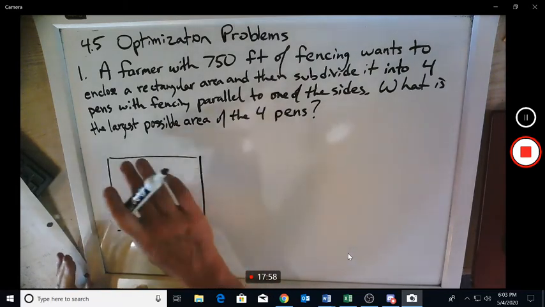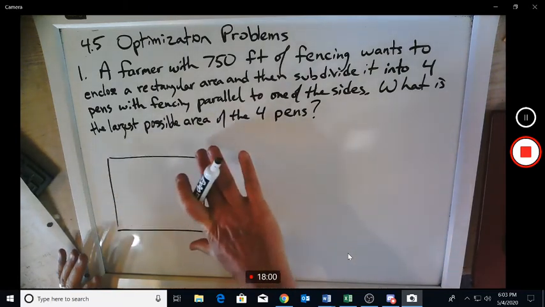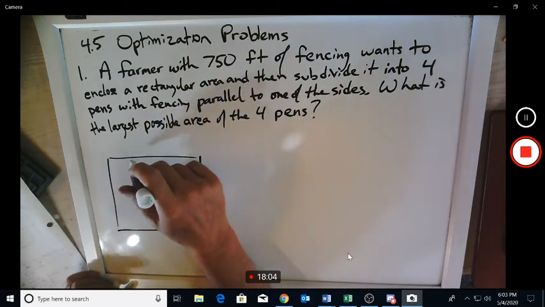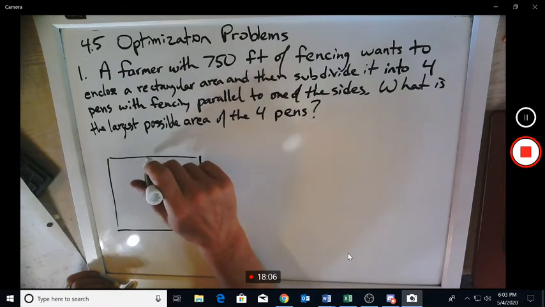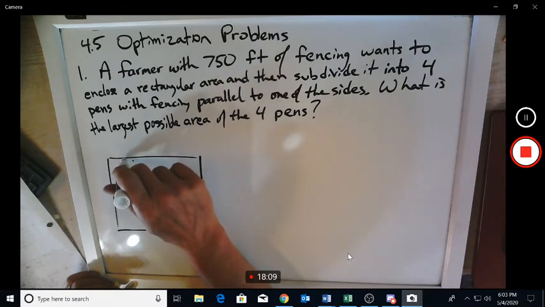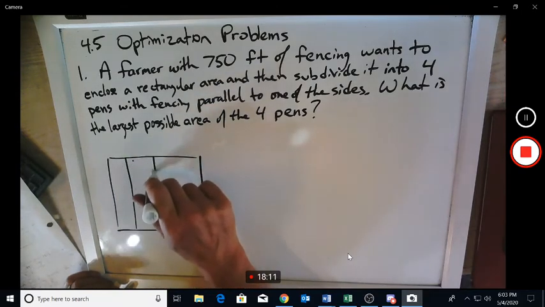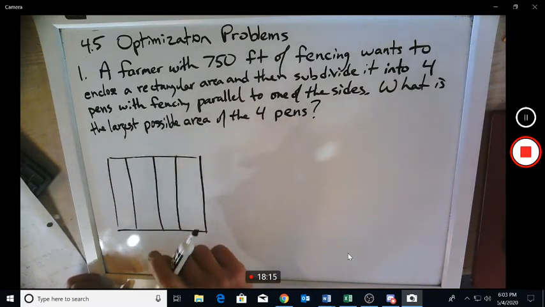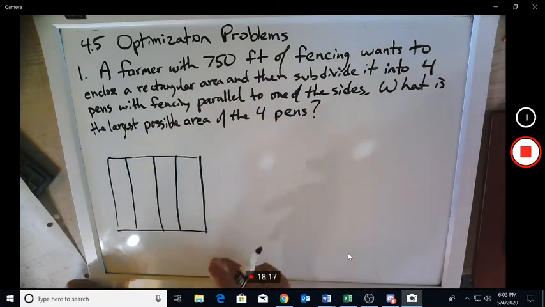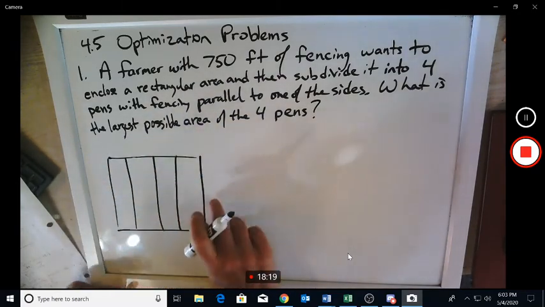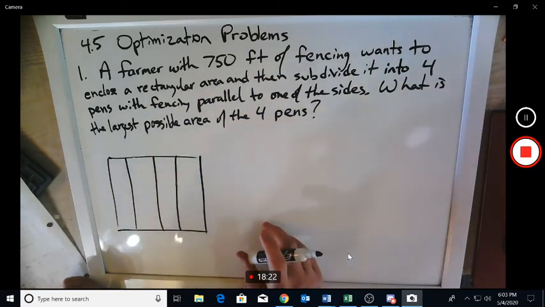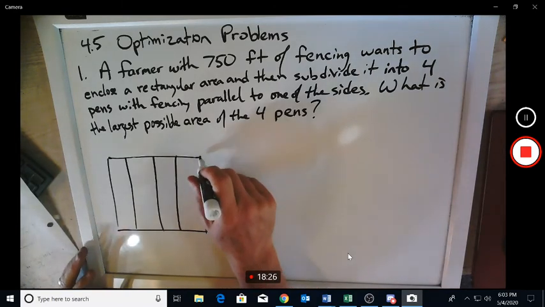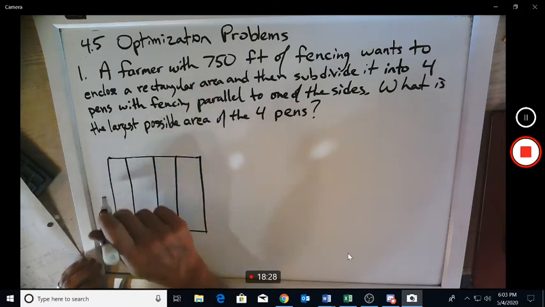One possible way is that the outer portion is still going to be a square, and then I'm going to put 3 more partitions, and that is going to somehow look like this. That would be my way to get possibly the optimal area where the outside edge is still a square.